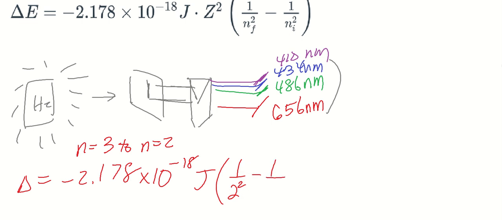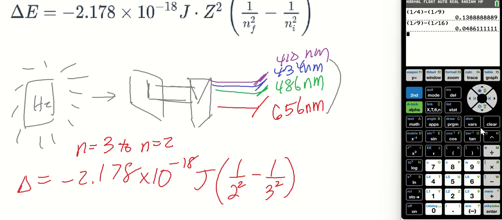Where did it start? n equals 3. 3 squared is 9. We're just going to punch those numbers in a calculator to get the change in energy for that transition. Let me do that in parentheses first: 1 over 4 minus 1 over 9, because 3 squared is 9.